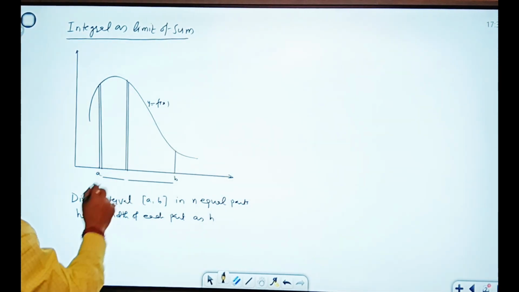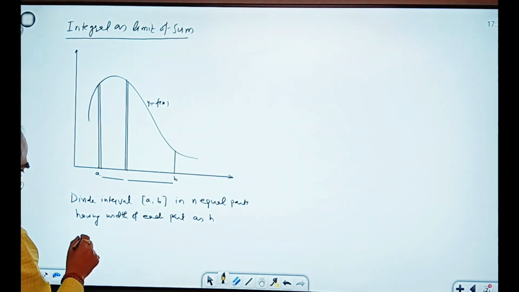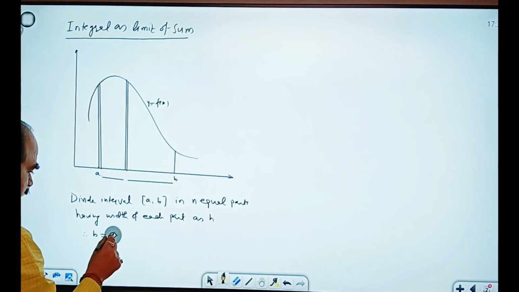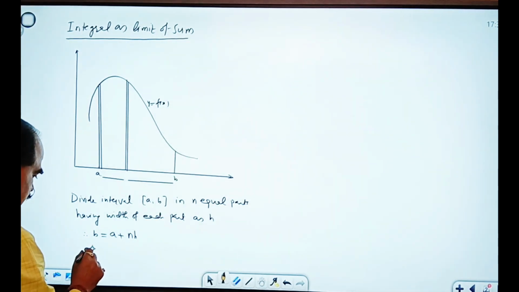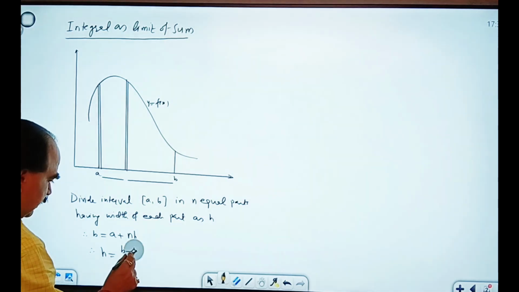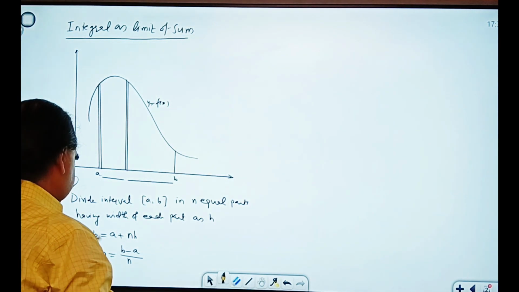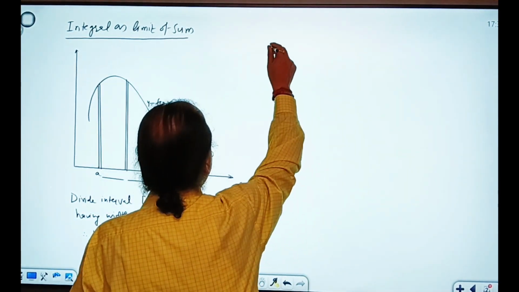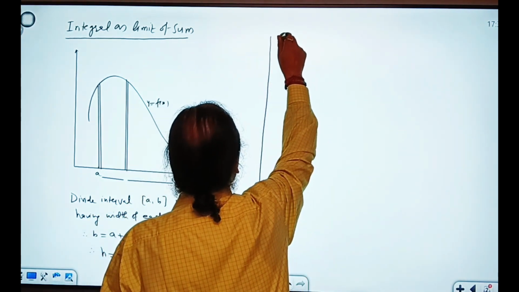So this is h. So b is what? a plus n into h. The last value is a plus nh, because h is the width of each part. So h is what? (b minus a) upon n. Then the rth part is what? The rth sub part is what?